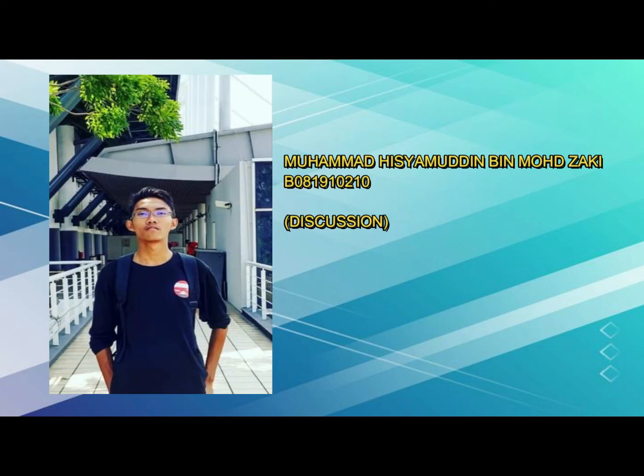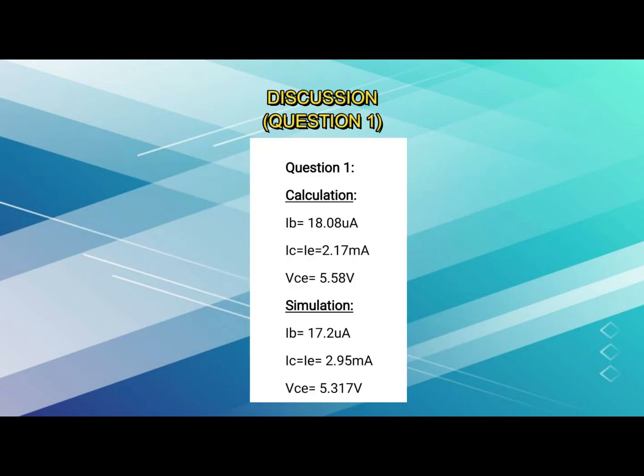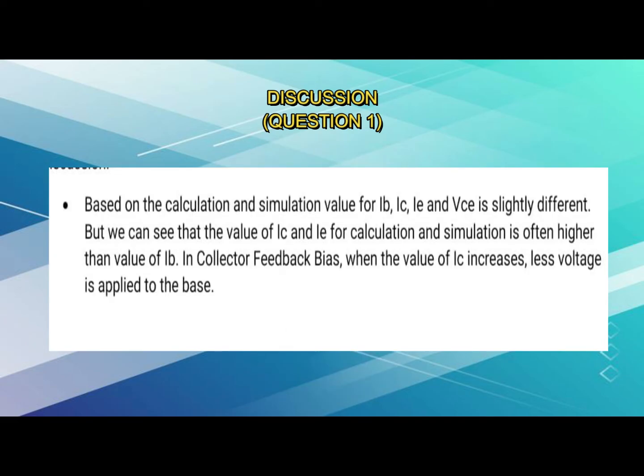Here is question 1. Here is the value for the calculation and simulation. Based on the calculation and simulation value for IB, IC, IE and VCE is slightly different, but we can see that the value of IC and IE for calculation and simulation is often higher than value of IB. In collector feedback bias, when the value of IC increases, less voltage is applied to the base.